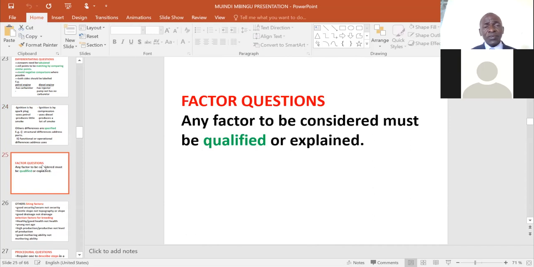Questions that are involving factors. Describe the factors that affect agriculture. Describe the factors that one should consider when selecting a breeding stock for beef cattle. You don't just state the factor and leave it there. You must qualify it. You must briefly explain it for you to go away with marks.